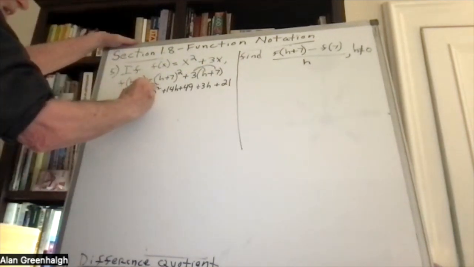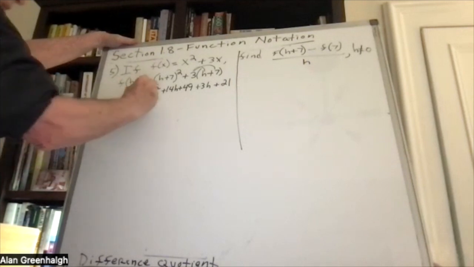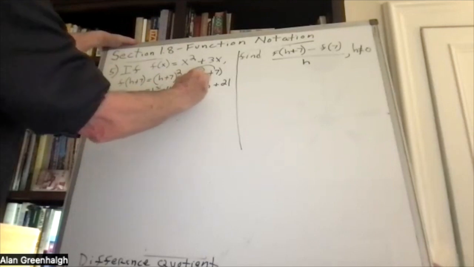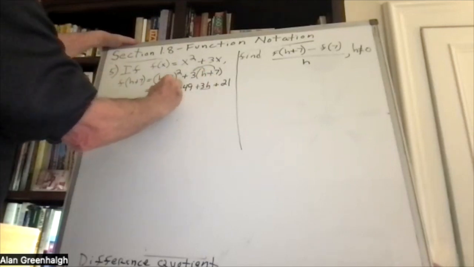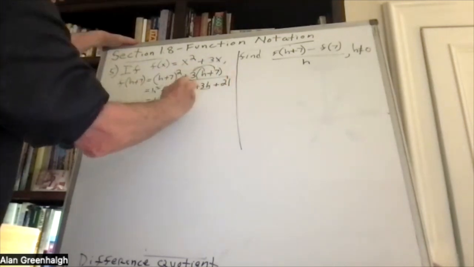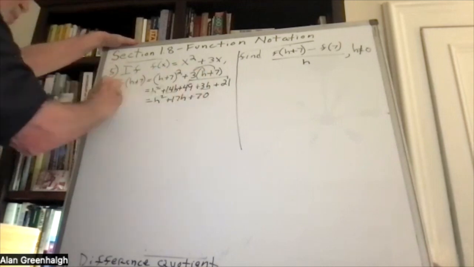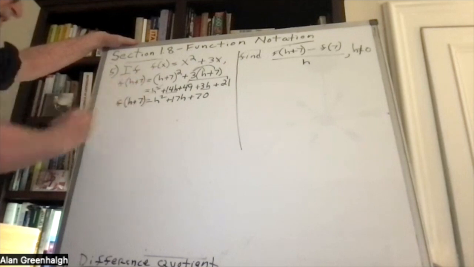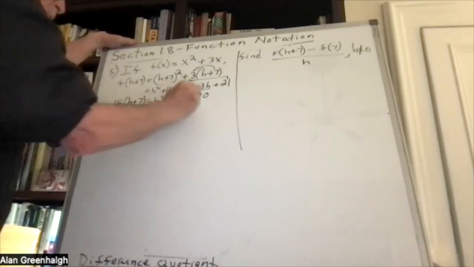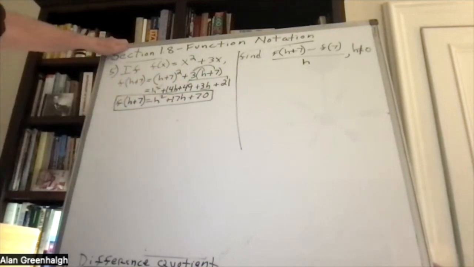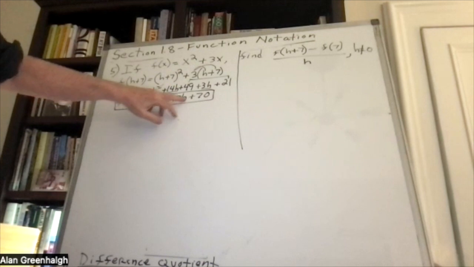And simplifying, it becomes h squared, and then 14h and 3h is 17h. And then 49 and 21 is 70. So what we did here was f of h plus 7 is equal to h squared plus 17h plus 70.